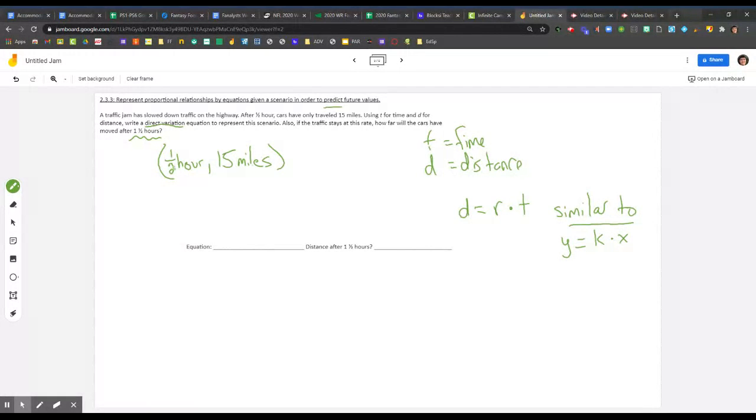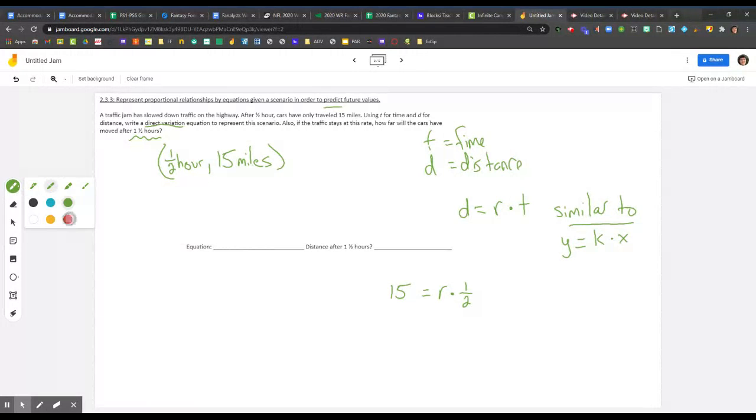So here we know that the time is a half hour. So let's see. The time is 1/2, and that's times, we don't know the rate, so r, but it's equal to the distance, 15. Okay, so 15 equals r times 1/2. So that means we need to divide by 1/2 or multiply by 2, right?